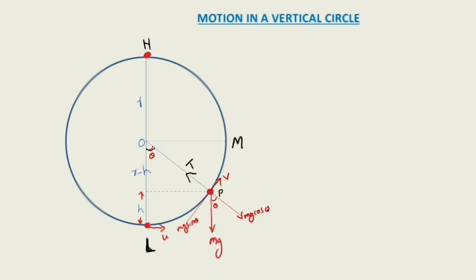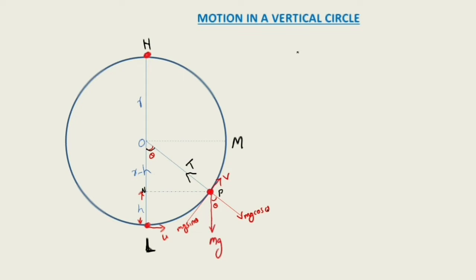Now at the point P, the velocity is marked here as v, that is the velocity when the object has reached the point P. And you can see the tension is acting radially inward, towards the center. Now from L to P, the body is raised by a height h. From O to L, it is the radius, radius is equal to r. So the remaining height, if this is N, is r minus h. So this is the complete diagram.